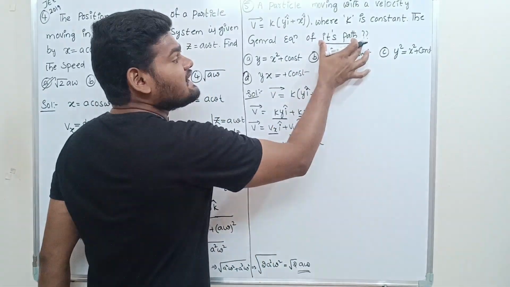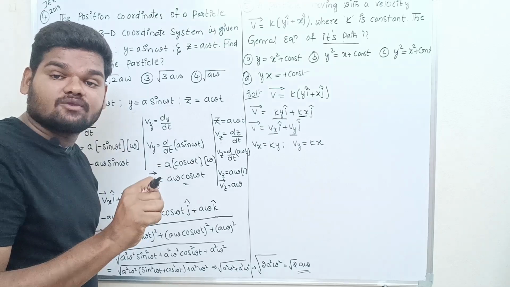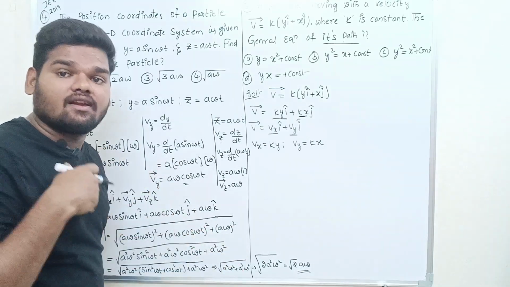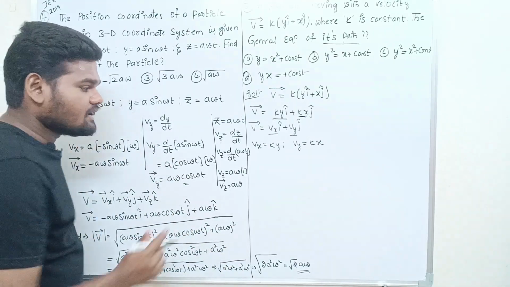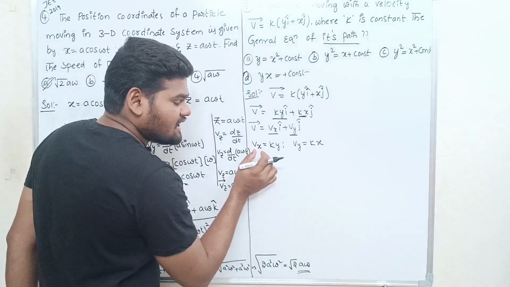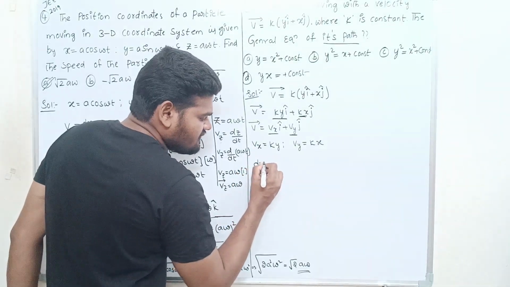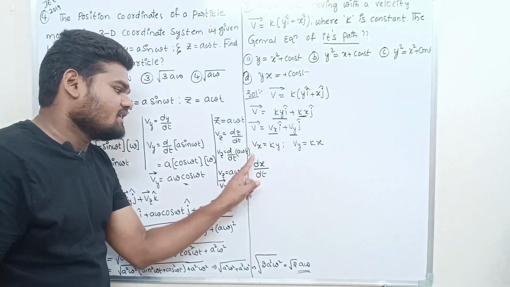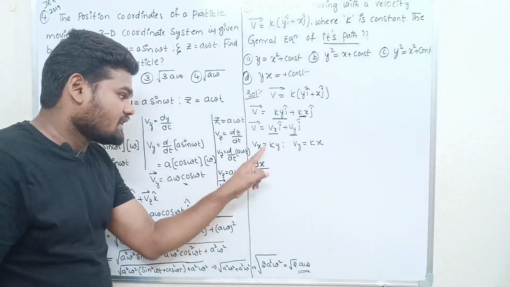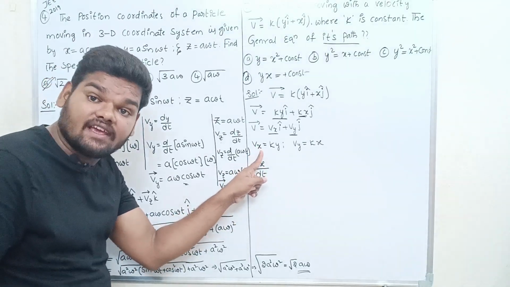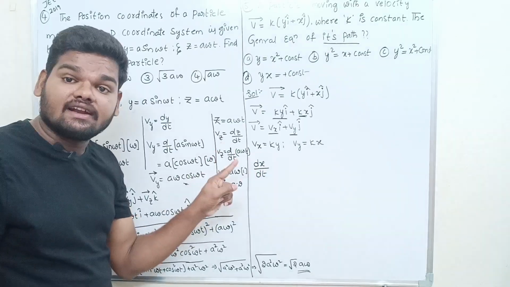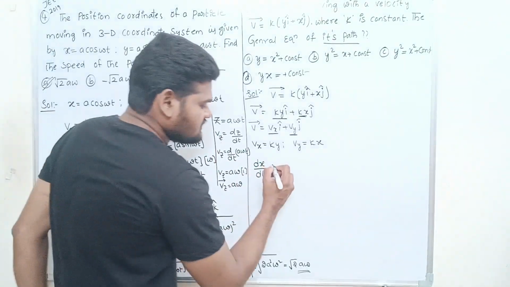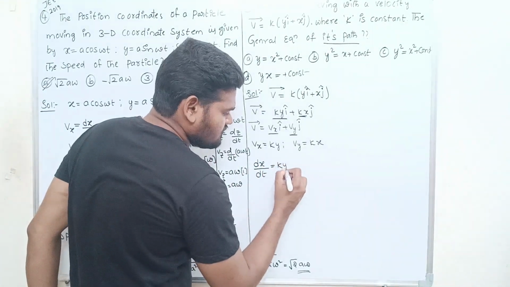They are asking the general equation of its path. Path means distance or displacement along the x-axis, y-axis, like that. What is the meaning of velocity? The rate of change of distance or displacement. Velocity is the rate of change of displacement along the x direction. Here we have vx, that's why I have taken dx by dt. So this is equal to Ky.